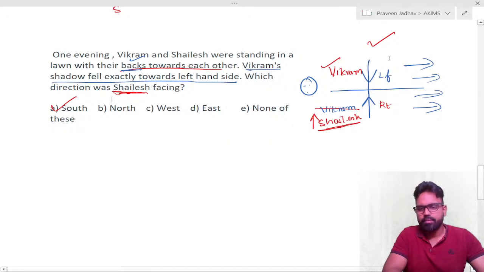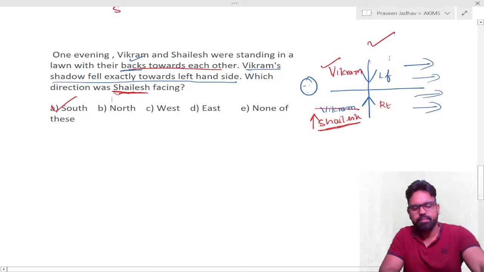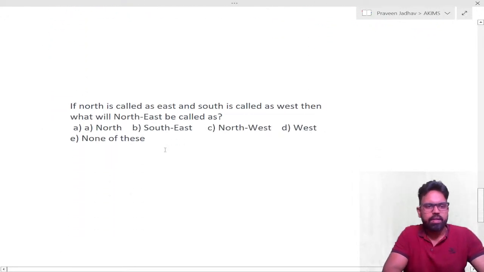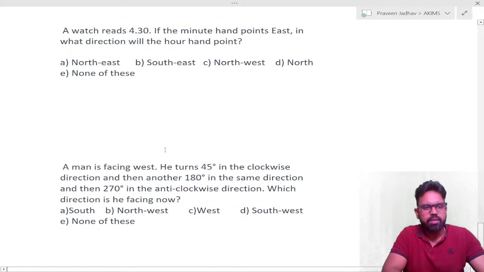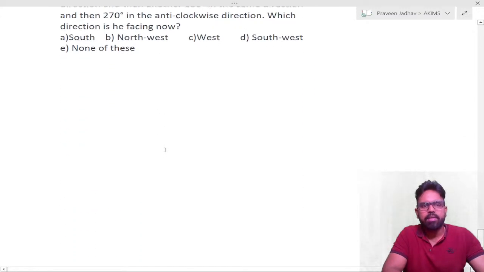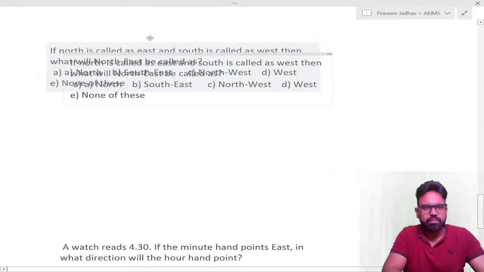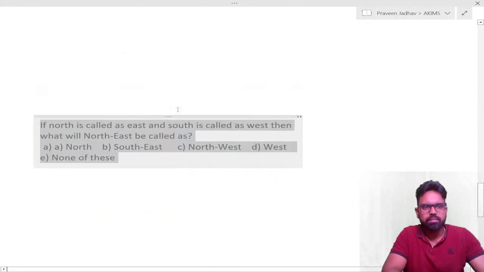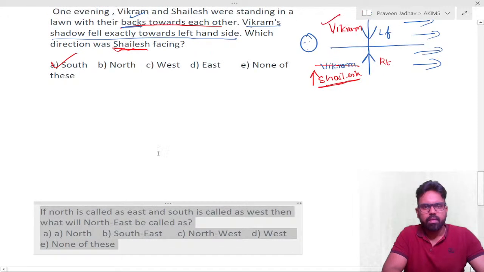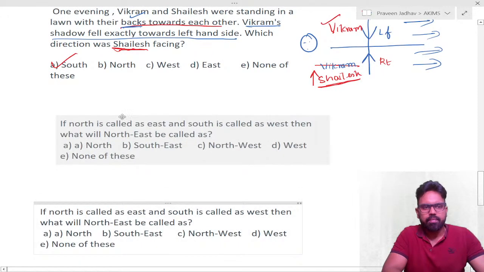Can we move ahead? Yeah, will you guys give it a try? The next question, angle based question. We'll go with this. Try this question here.